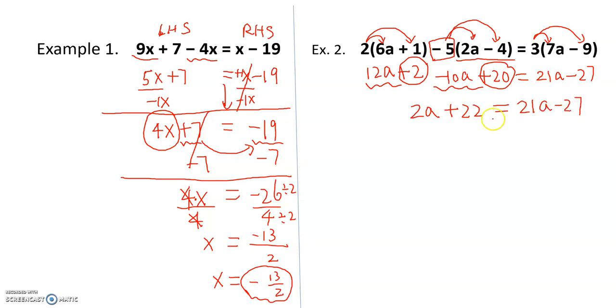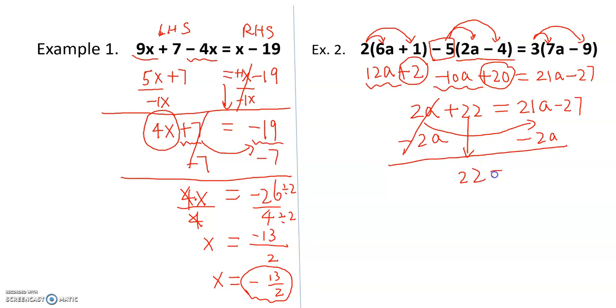Copy them. And the third step is to try to move all the variable terms on the same side. So I'm going to move 2a to the right-hand side. So you just change positive 2a to negative 2a. Or when you move it, you can just cross it out, which is equivalent to subtracting 2a from both sides. Because when you do that, 2a minus 2a is crossed out. Now we bring down that 22 on the left-hand side. And 21a minus 2a gives us 19a, and bring down that negative 27.